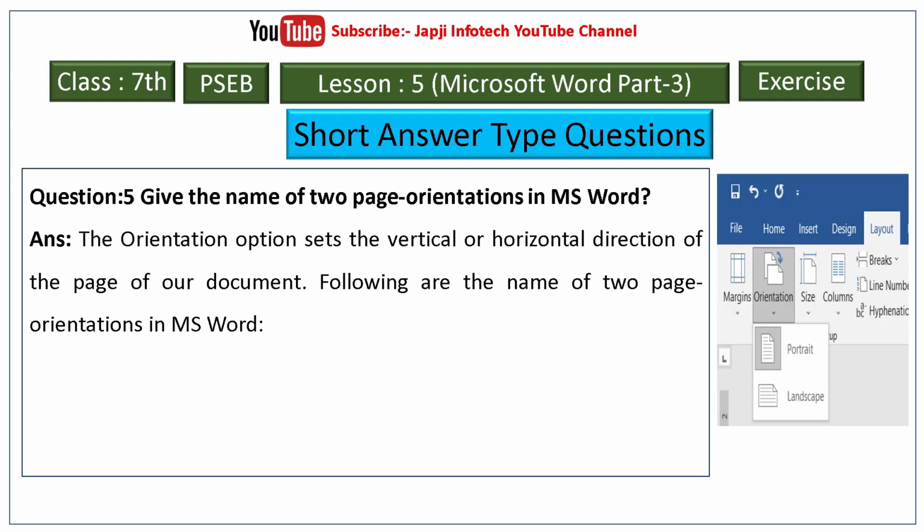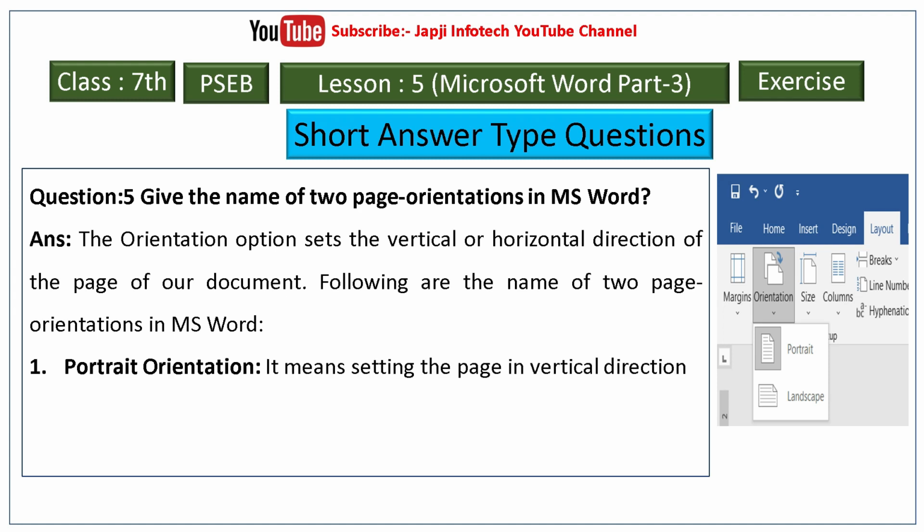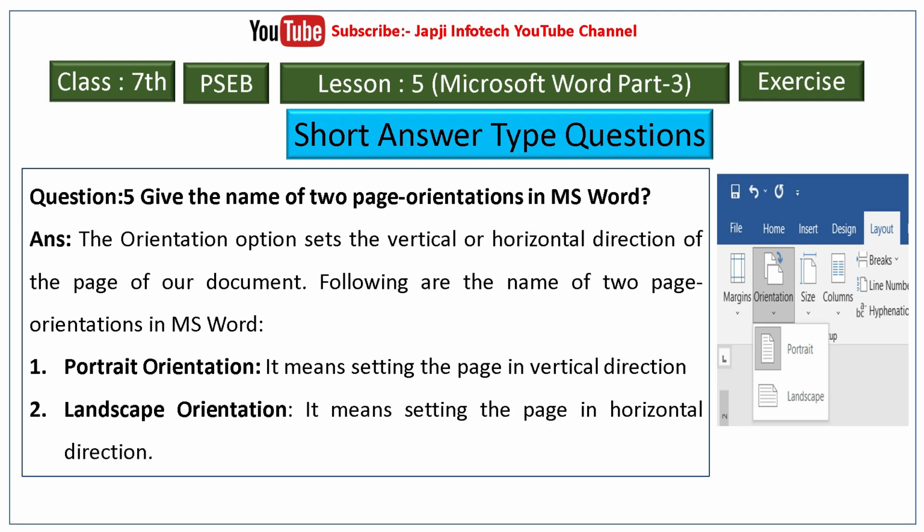The orientation option sets the vertical or horizontal direction of the page of our document. Following are the names of two page orientations in MS Word. The first one is portrait orientation. It means setting the page in vertical direction. And the second one is landscape orientation. It means setting the page in horizontal direction.